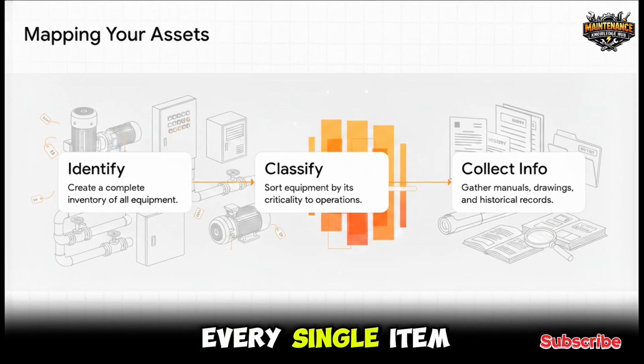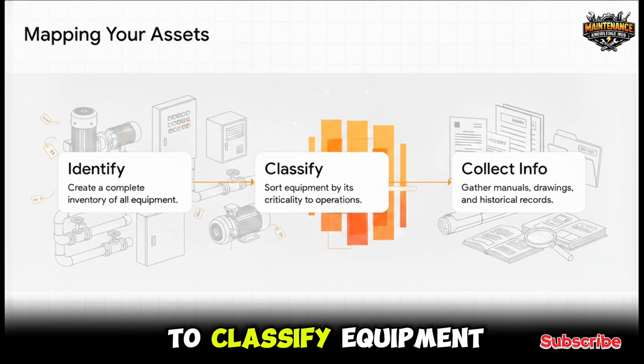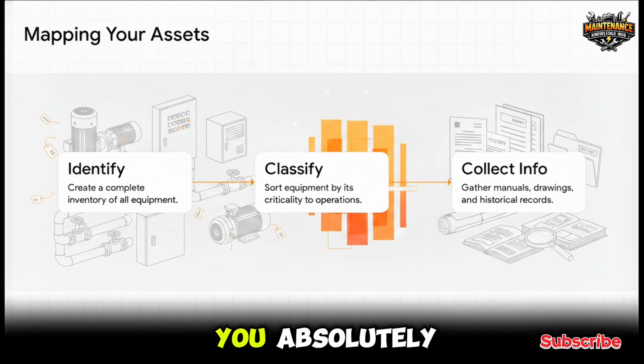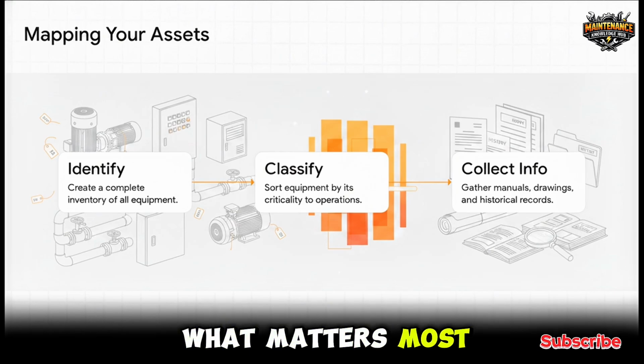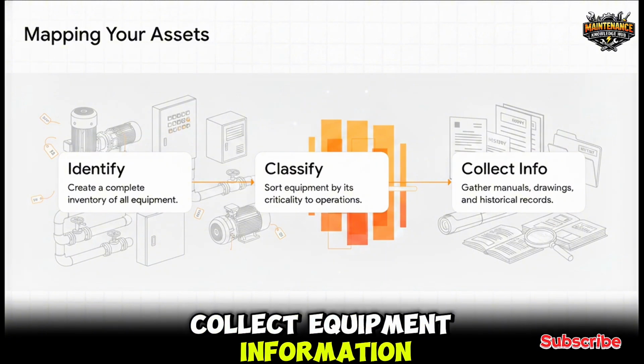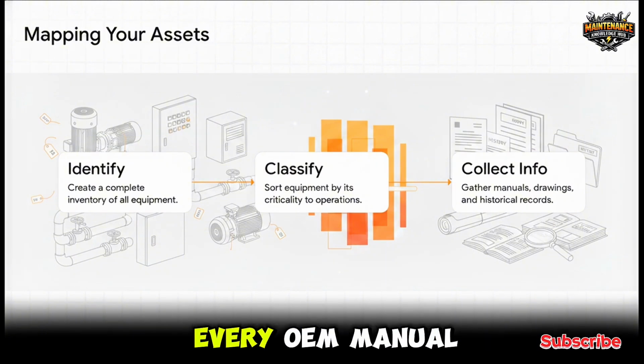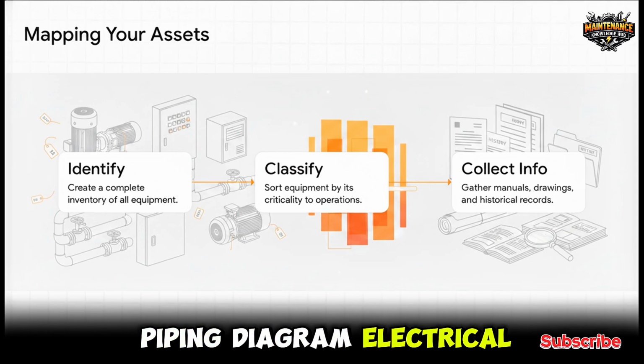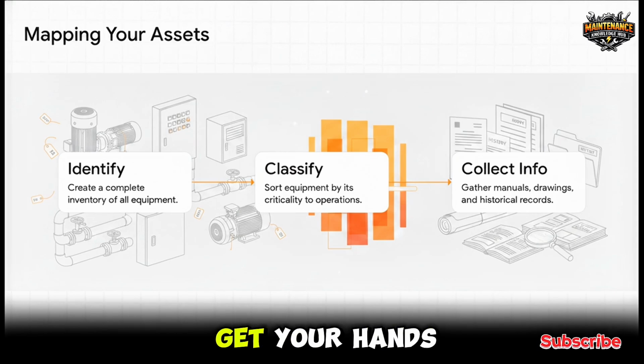Once you've got every single item listed, step 2 is to classify equipment by criticality. You absolutely have to know what matters most to your production line. And then, step 3 is to collect equipment information. Basically, gathering up every OEM manual, piping diagram, electrical drawing, and historical record you can get your hands on.